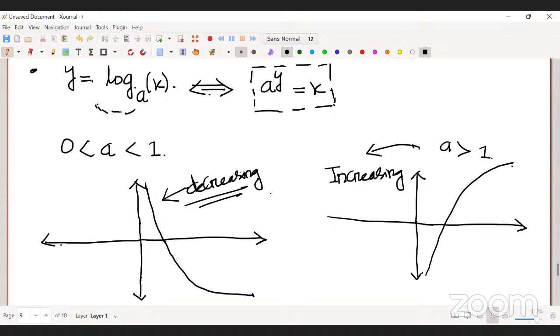So this is decreasing when a is in between 0 and 1, and when a is greater than 1, it's increasing. The x-axis intercept is (1, 0) in both cases. Yes, in both the cases, the x-intercept is basically (1, 0).